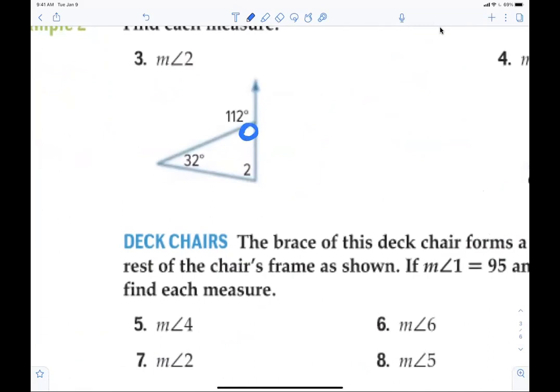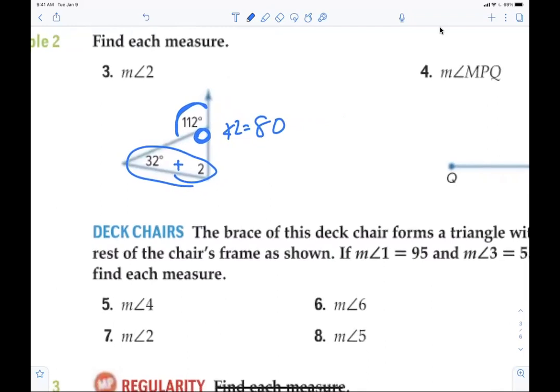And then I can add that 32 and that angle and subtract from 180, right? Or we can just say, I know that angle 2 is what? What is angle 2? 80. Thank you. All right. Because 32 plus angle 2 equals 112. This is the exterior, and it adds up to the remote interior. All right, good. Easy. Let's check out number 4.